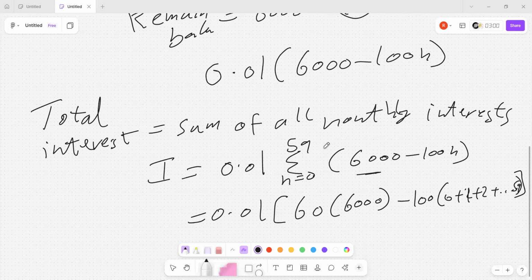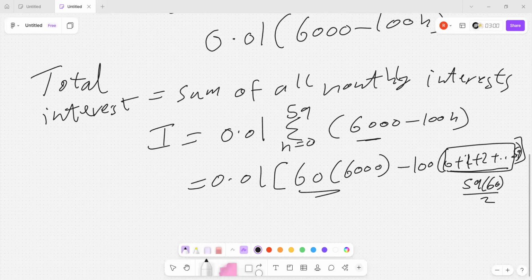Then together it gives the interest. So how can I do 0 plus 1 plus 2 plus 3 until 59? It is a very easy rule. It will be 59 times 60 over 2. Okay, and then you multiply it by 100 and then you do the rest. So tell me what is the total interest? Calculator.